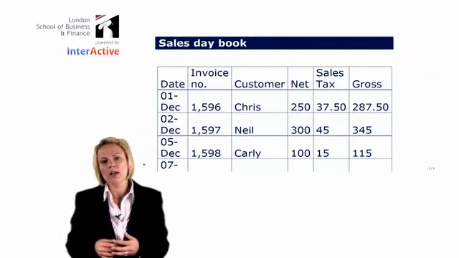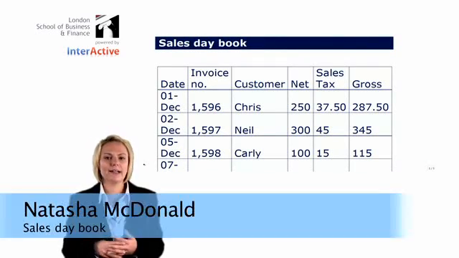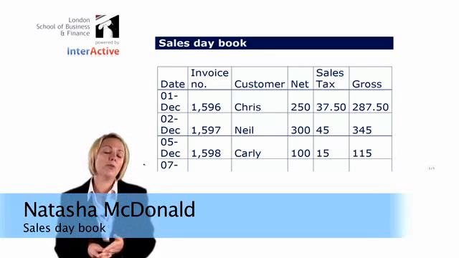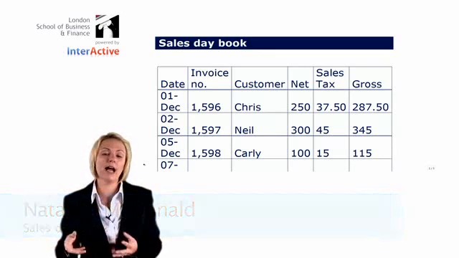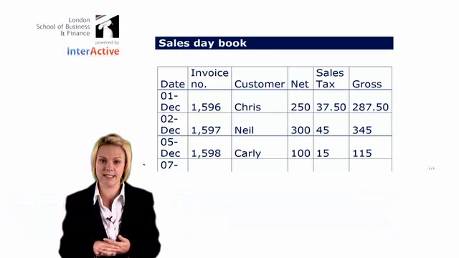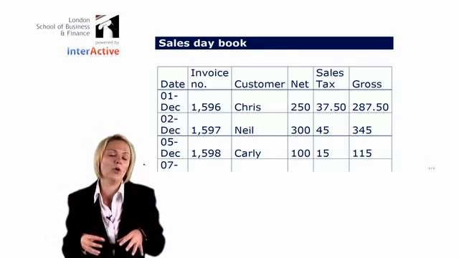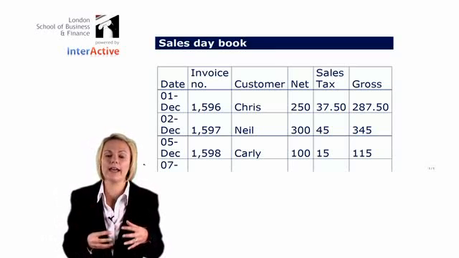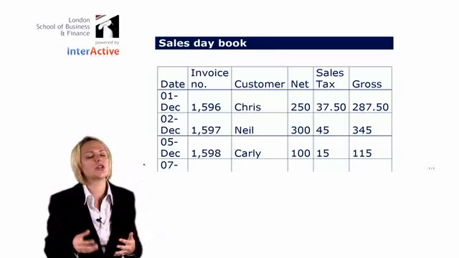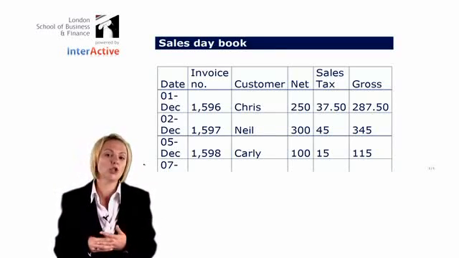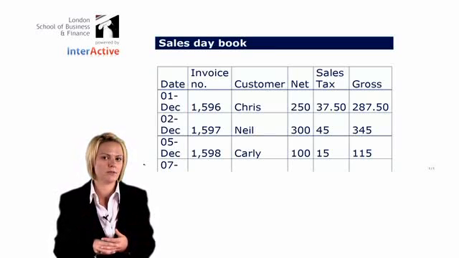Welcome back. In our last recording, we had a look at what different types of books of prime entry are and how they fit into the accounting system. Now what we need to do is actually look at what the books of prime entry look like and how we post from books of prime entry to the ledger accounts.